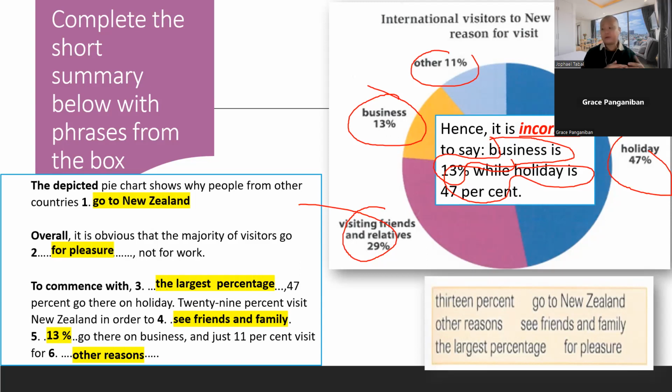They would say, for example, that the largest percentage in the chart is holiday, which is 47%. That is absolutely incorrect. And the least proportion in the chart is other, which is 11%. That is also absolutely incorrect, because that is not the subject. Now, if the students misunderstood the subject, which is found here, then their score in TA will seriously be affected.